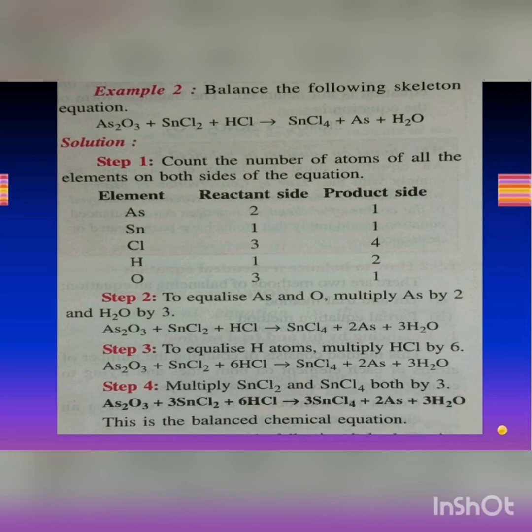Okay, then for tin it is Sn is 1 on both the sides. Chlorine is not balanced. We have an odd number here, 3, on the left hand side or reactant side, and we have the number 4 on the product side. Hydrogen is 1 on the reactant side, but it is 2 on the product side, and oxygen is 3 on the reactant side, while on the product side it is 1.